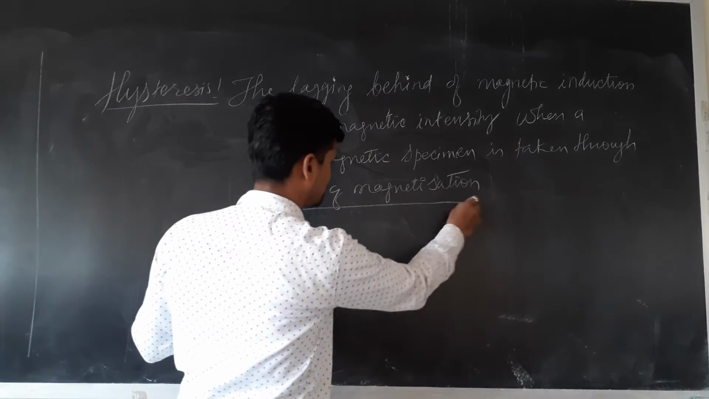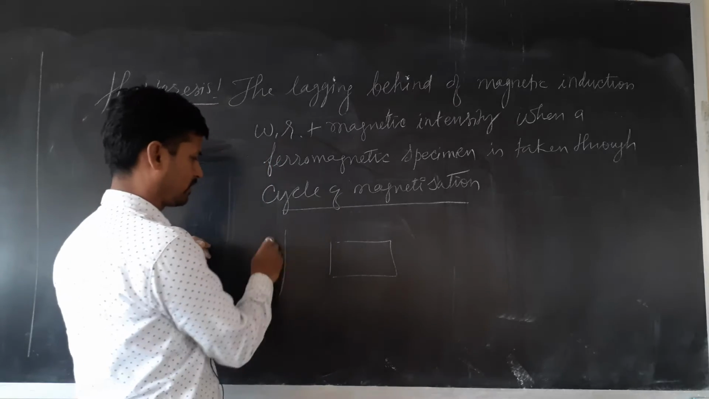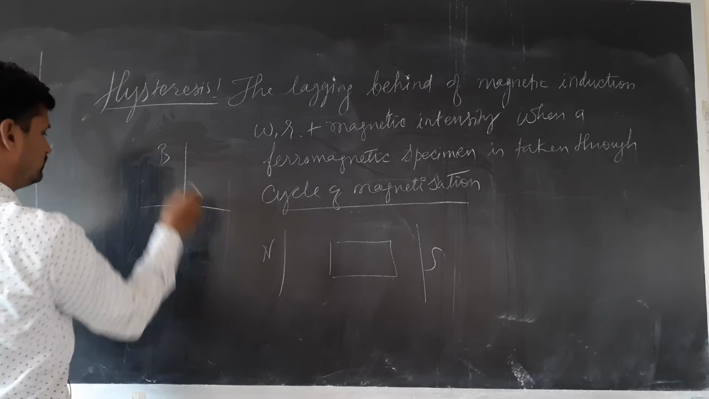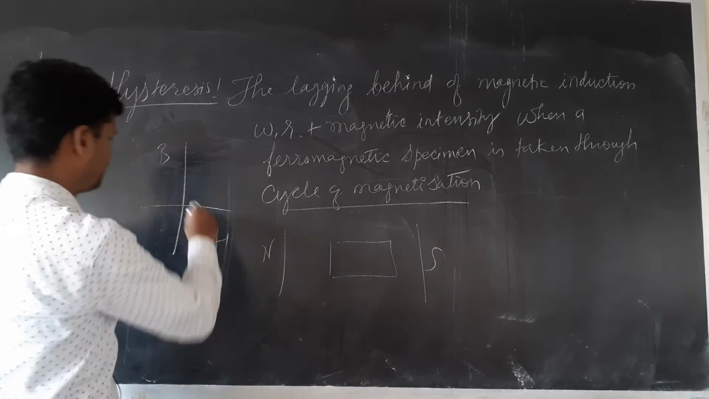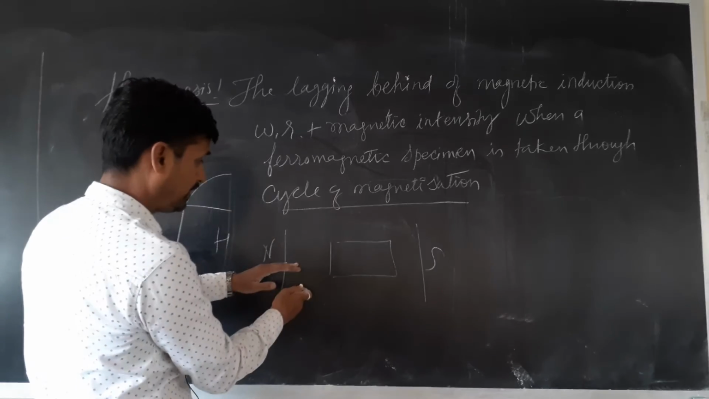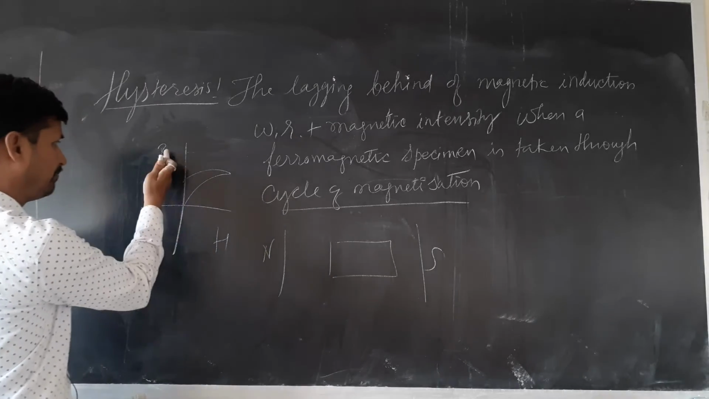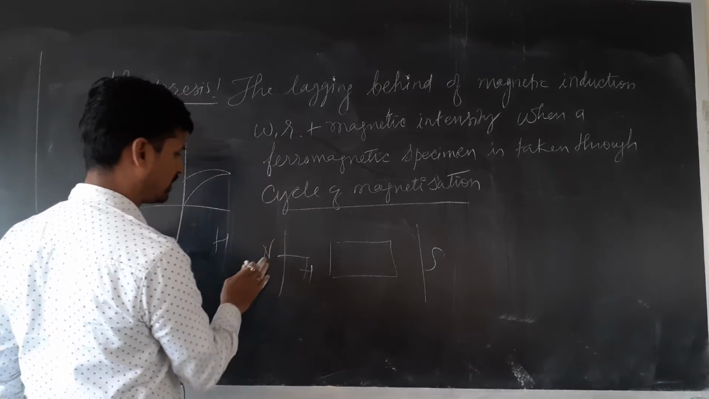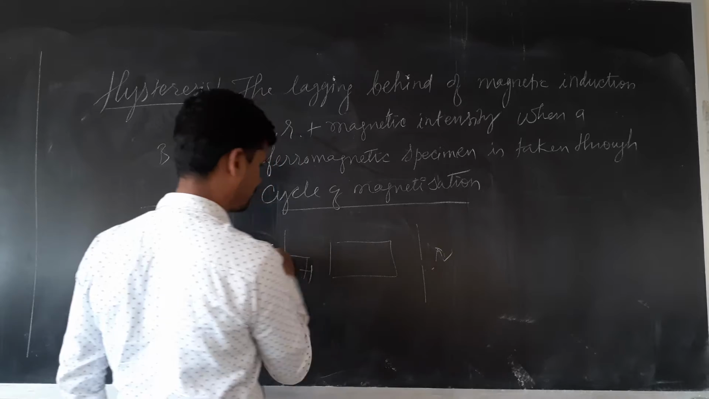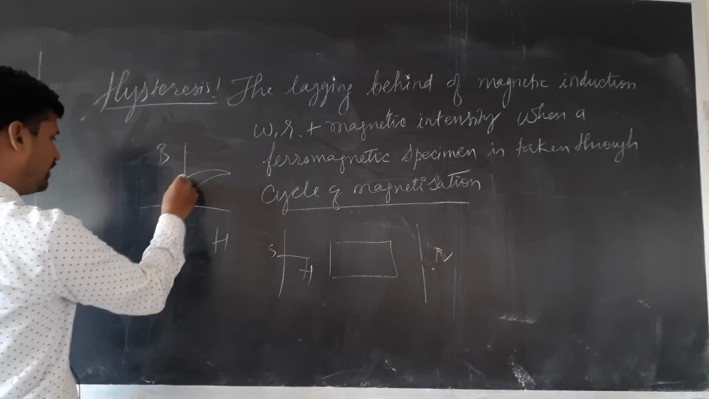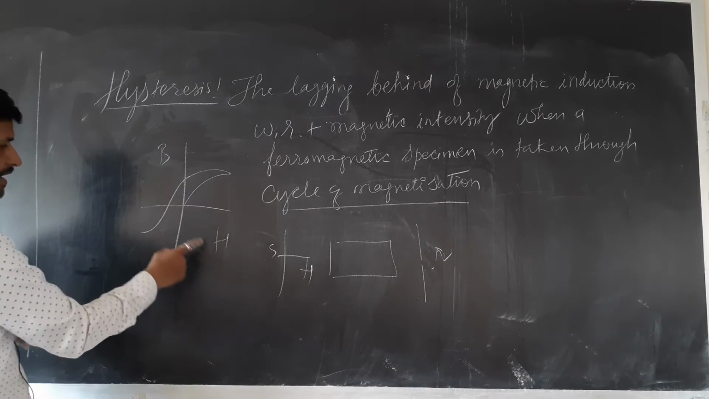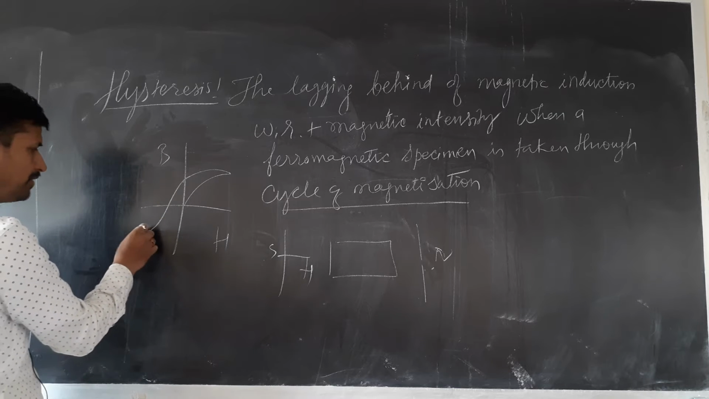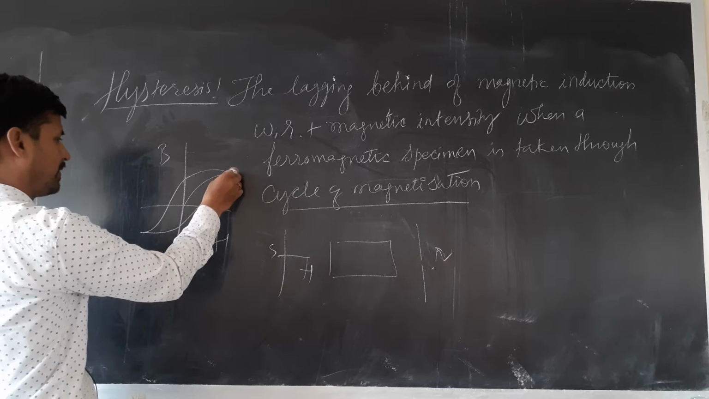Now, cycle of magnetization means what? You take a specimen, and you increase the magnetic field from 0 to maximum, then decrease from maximum to 0, H, sorry children. Then reverse the direction. Reverse means what? This should be north, this should be south. And see how the magnetic field B changes with H. Then again you repeat the same process.